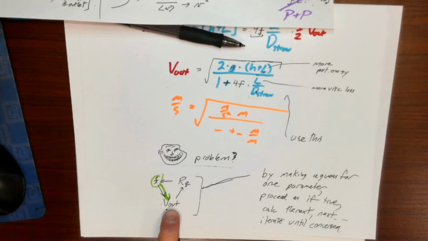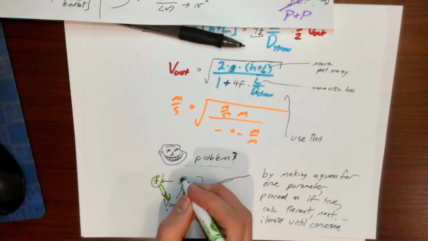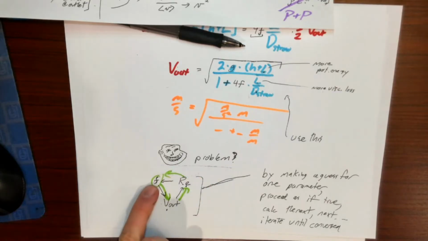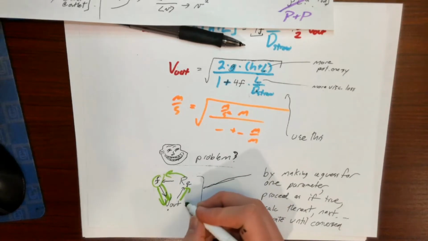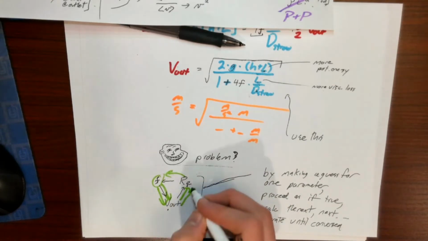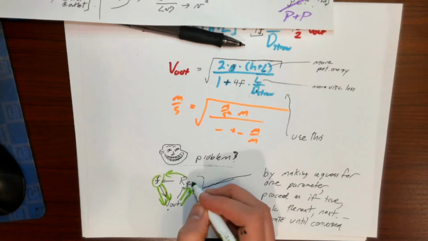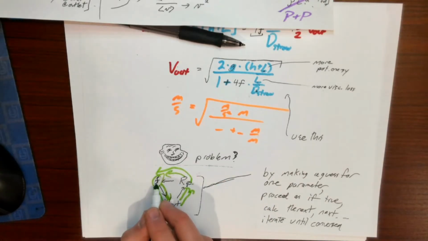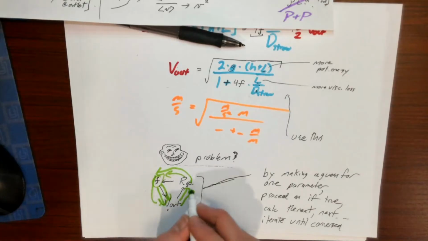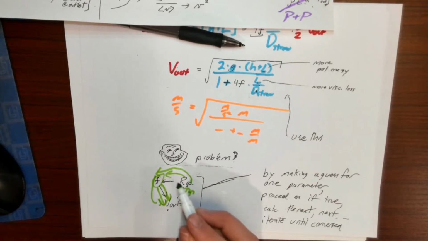Use our temporary guess for Vout to calculate Reynolds number. Use Reynolds number to calculate a better, more accurate version of what f is going to be. Then use this updated f to calculate a better guess for what Vout is going to be. Use that better guess for Vout to calculate a better version of what Reynolds number is going to be. Use that more accurate Reynolds number to calculate a more accurate version of f, and so forth. And you can imagine this gets pretty tedious.